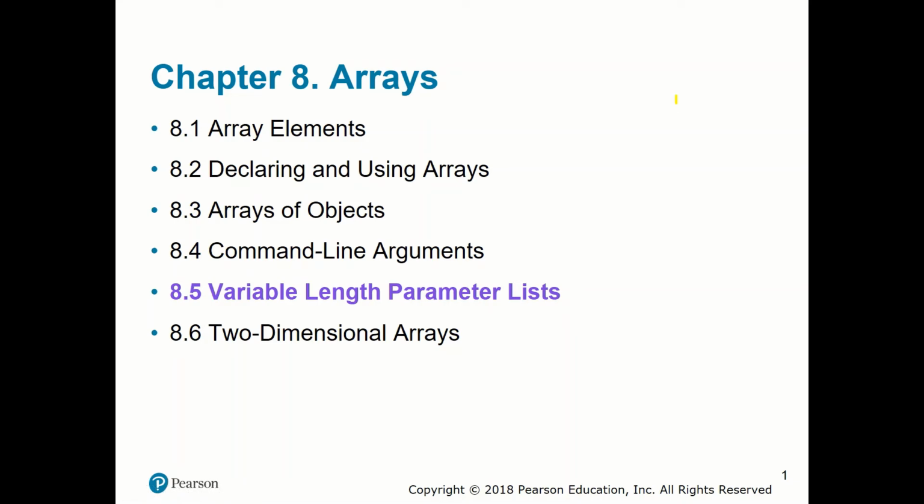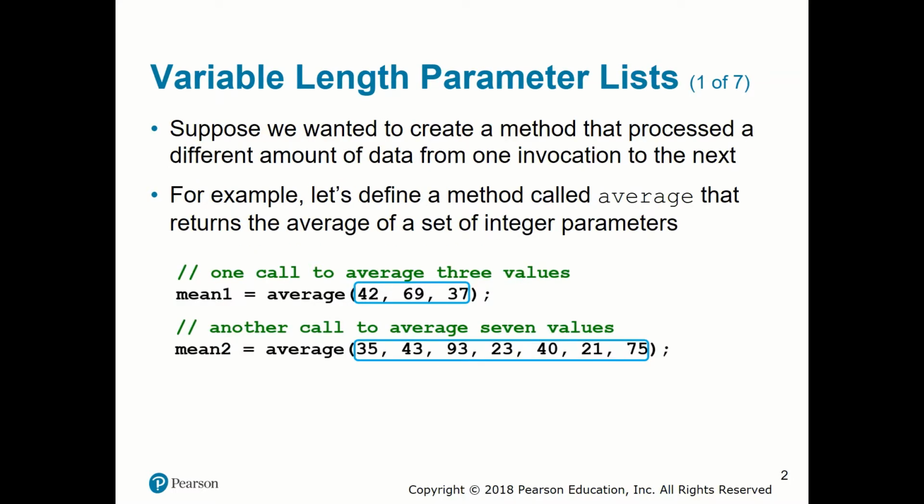In section 8.5, I will talk about variable length parameter lists. Suppose that we wanted to create a method that processed a different amount of data from one invocation to the next. For example, let's define a method called average that returns the average of a set of integer parameters.